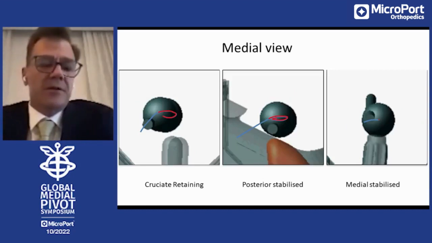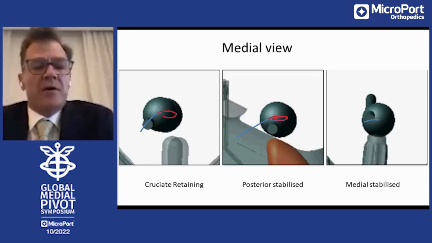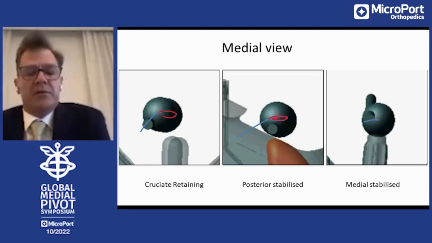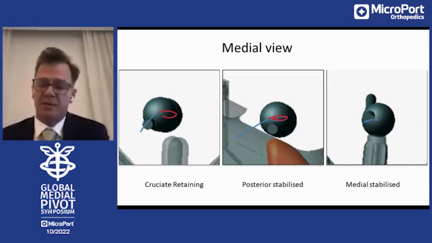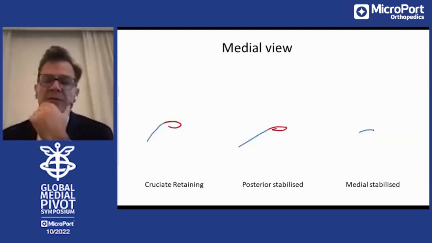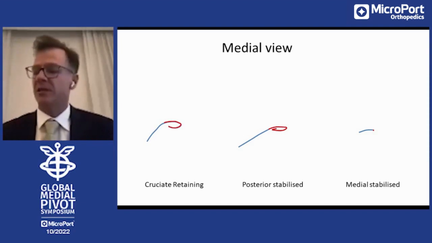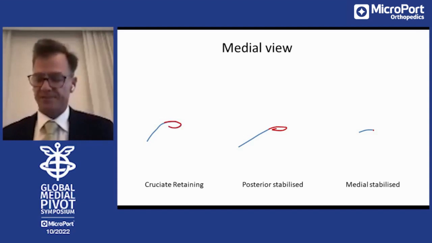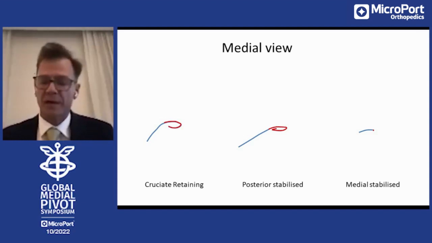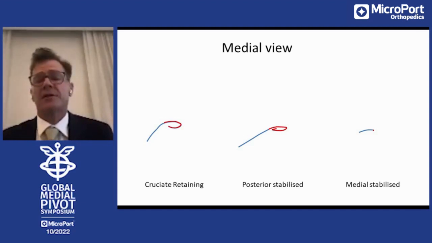You can see the center of rotation moves paradoxically forwards in the cruciate retaining and the posterior stabilized before rolling backwards. This is just the center of rotation of the medial facet. Whereas in the medial stabilized knee, it's very stable in the first 90 degrees of flexion, indicated there in red. And then it rolls back in deeper flexion in blue.